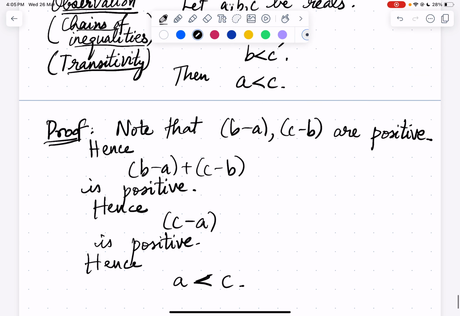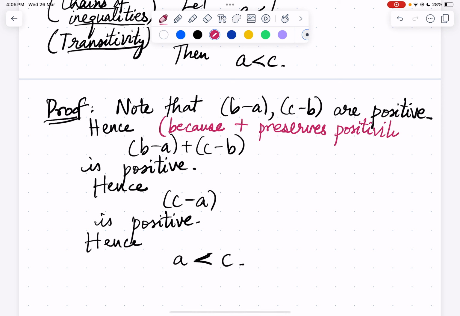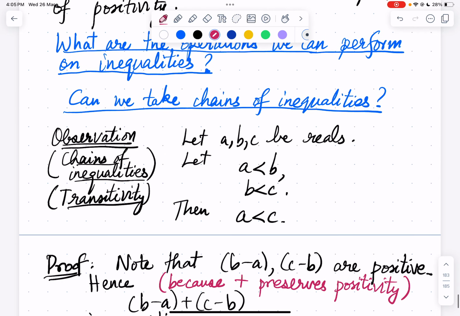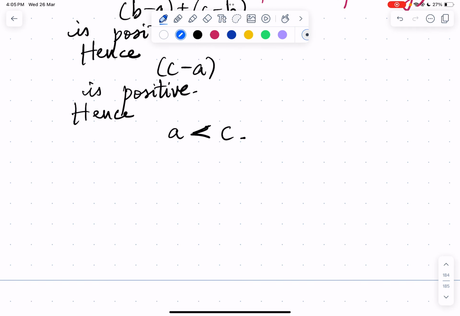So this step we used that addition preserves positivity. We know that B minus A plus C minus B is positive, hence just C minus A is positive, that is, A is less than C. So we can take chains of inequalities. Can we take chains of inequalities? Yes. Now we can ask another question.